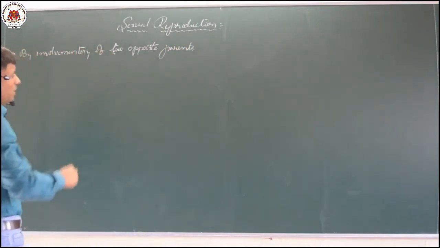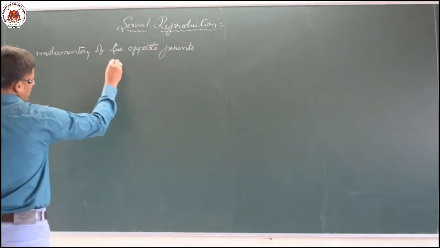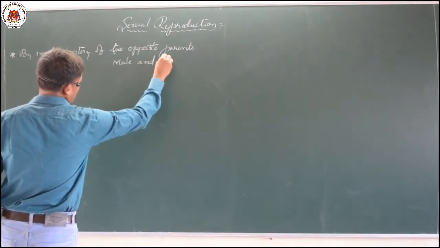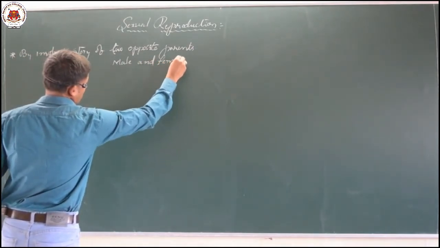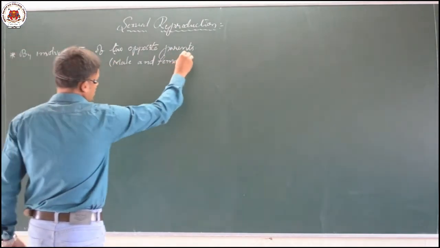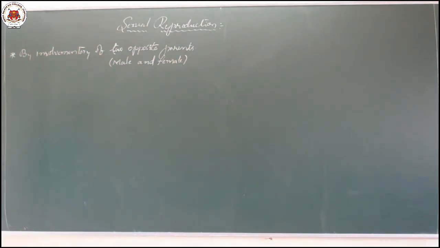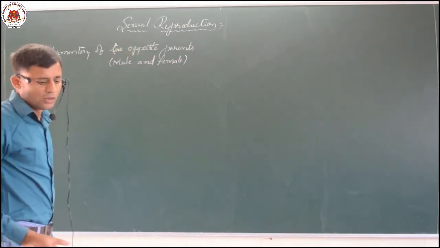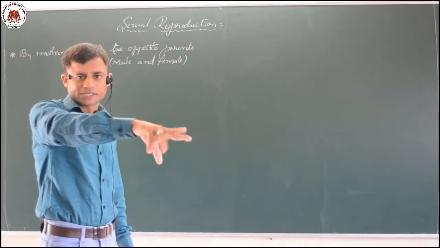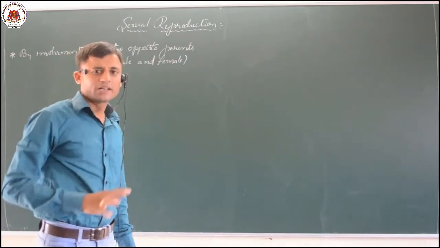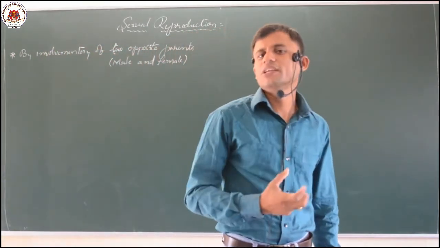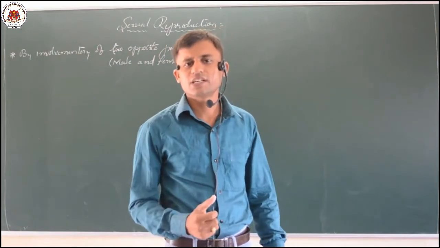So, two opposite parents indicates one male parent and a female parent. Why? Because if we say just two parents, it could indicate both are of the same sex. If only male organisms are there, they are not capable of sexual reproduction. They won't produce any types of gametes.